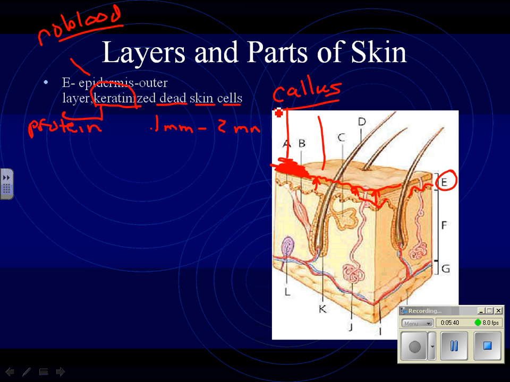Females actually have a thinner epidermis than males. We'll come back to that idea a little bit later.